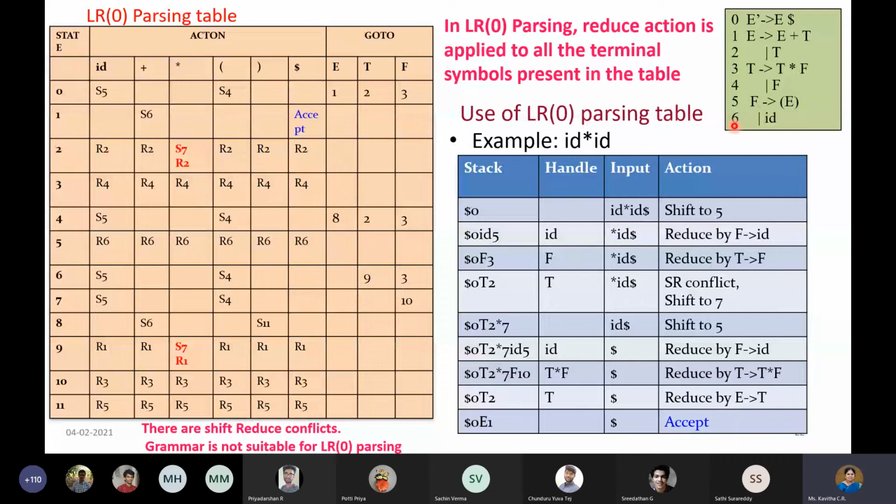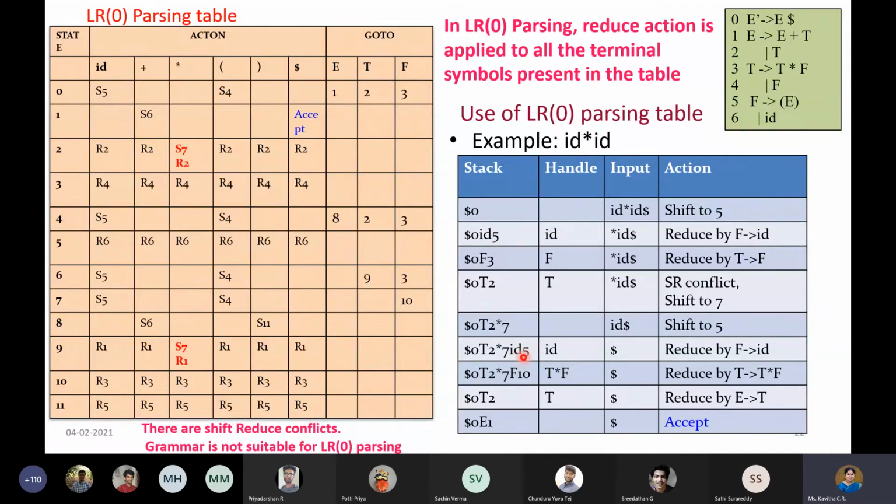R6 is what? F gives ID. So you are going to reduce using F gives ID. So what is that you're going to do now? From this, my stack content, what you're going to do? You are first going to pop 5. Then we are going to pop ID. What is that we want to replace? Only ID. So to get that only, we popped 5 and then we popped ID also.